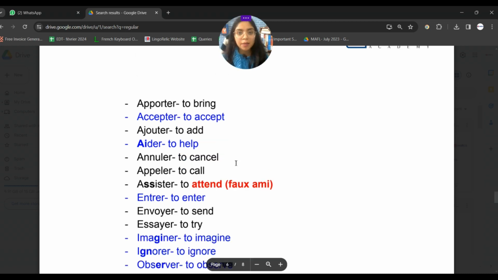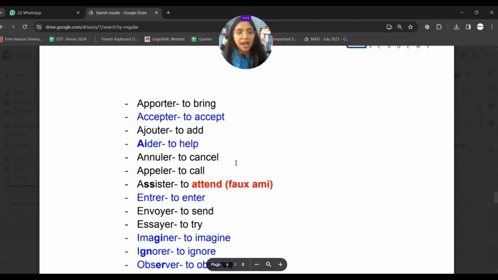Apporter, to bring. Accepter, to accept. Please mind you that this is not accepter, it's accepter, to accept. Ajouter, to add. Aider, to help. Annuler, to cancel. Appeler, to call.